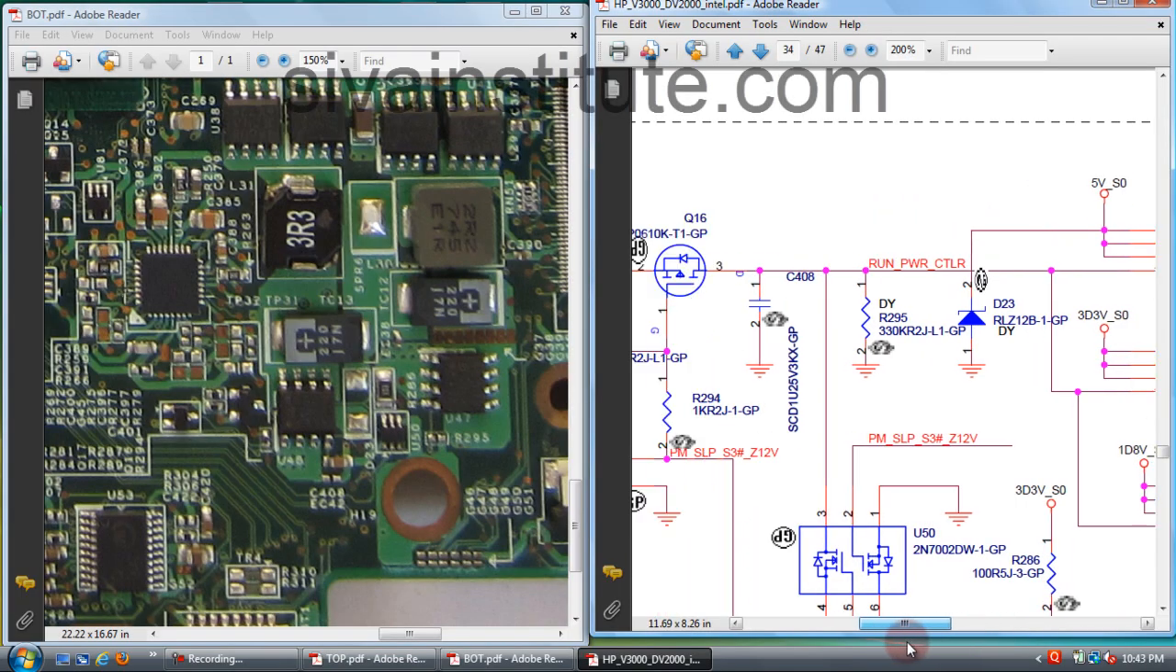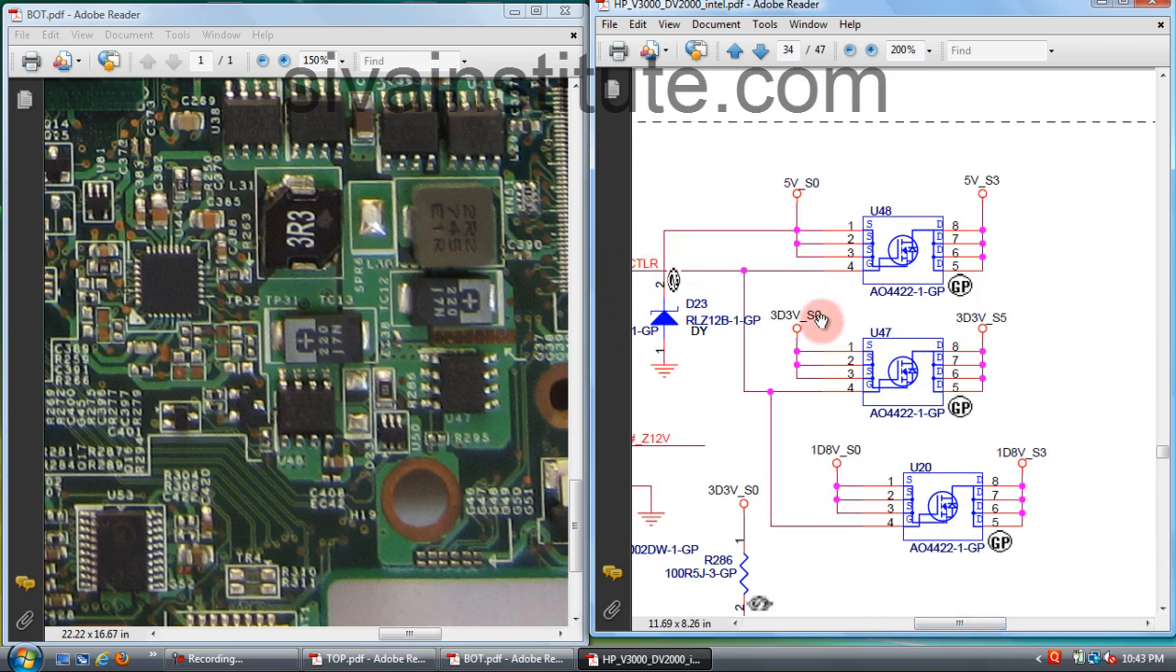And this voltage comes to 3 FETs. These 3 FETs, gate pin number 4, U47, U48. This 3.3 volts is at pin number 8 in here. This voltage will not come here. U48, this voltage is okay, 5 volts. This voltage will not come here.